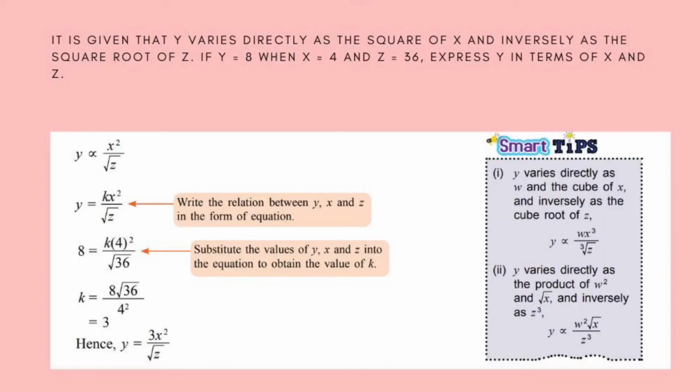Here's an example. It is given that y varies directly as the square of x and inversely as the square root of z. If y equals 8 when x equals 4 and z equals 36, express y in terms of x and z.